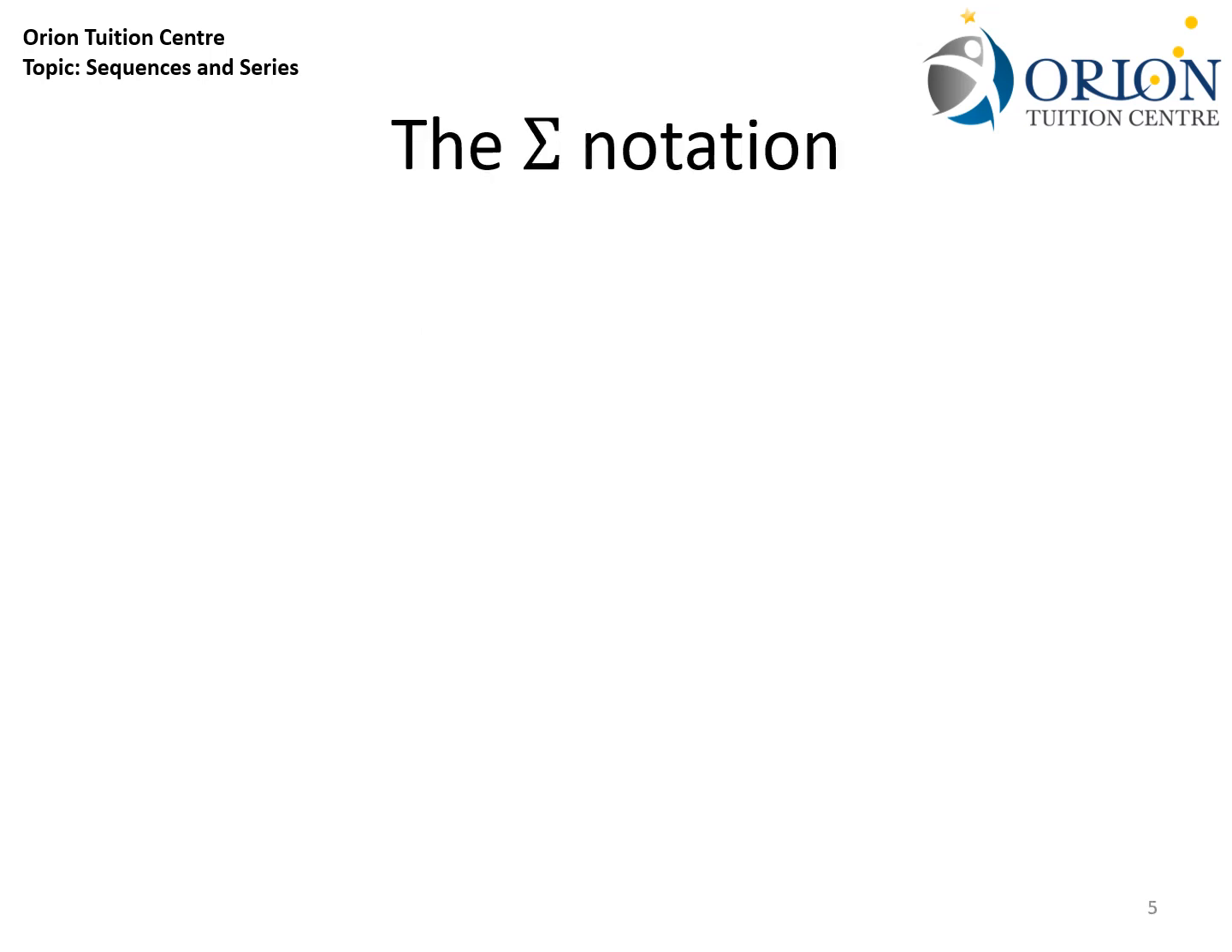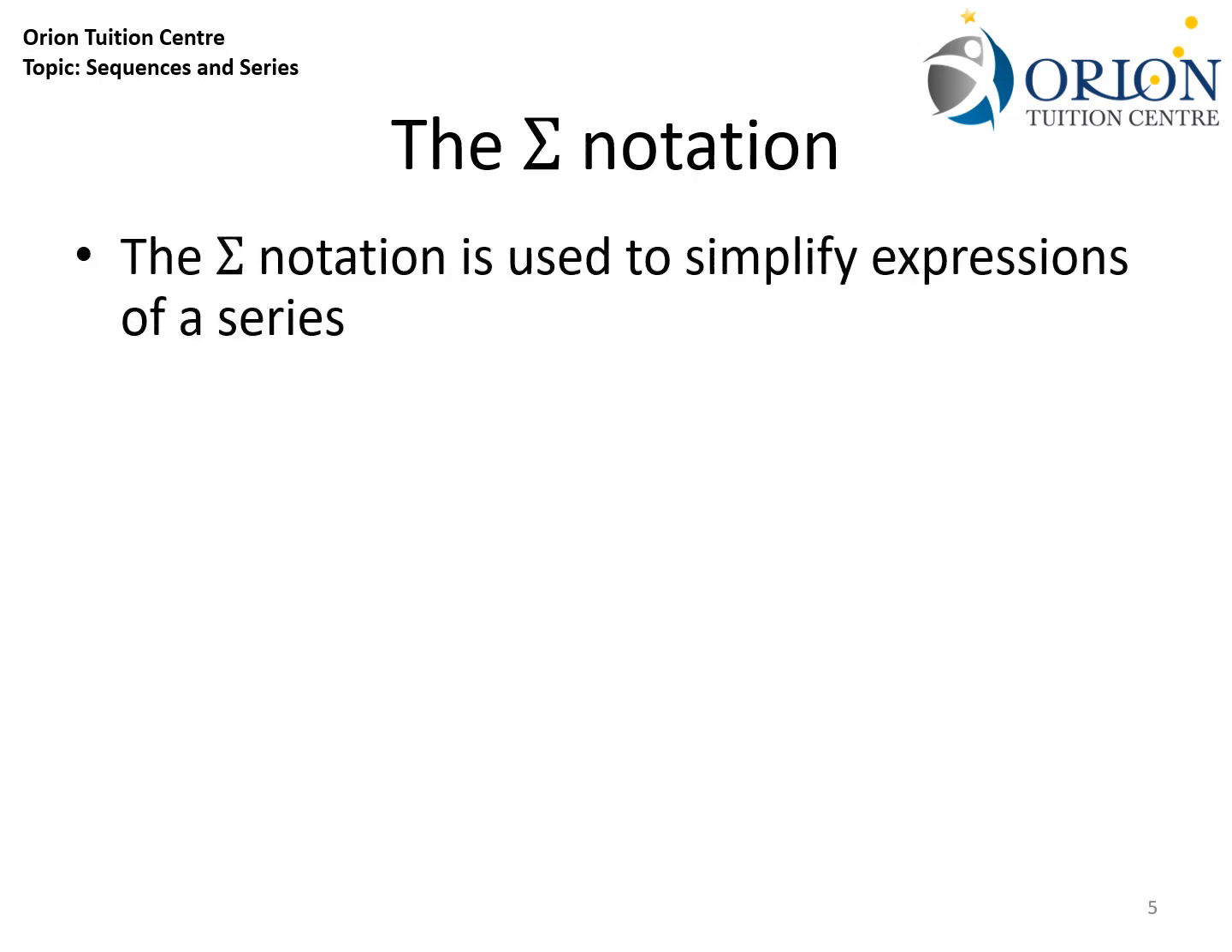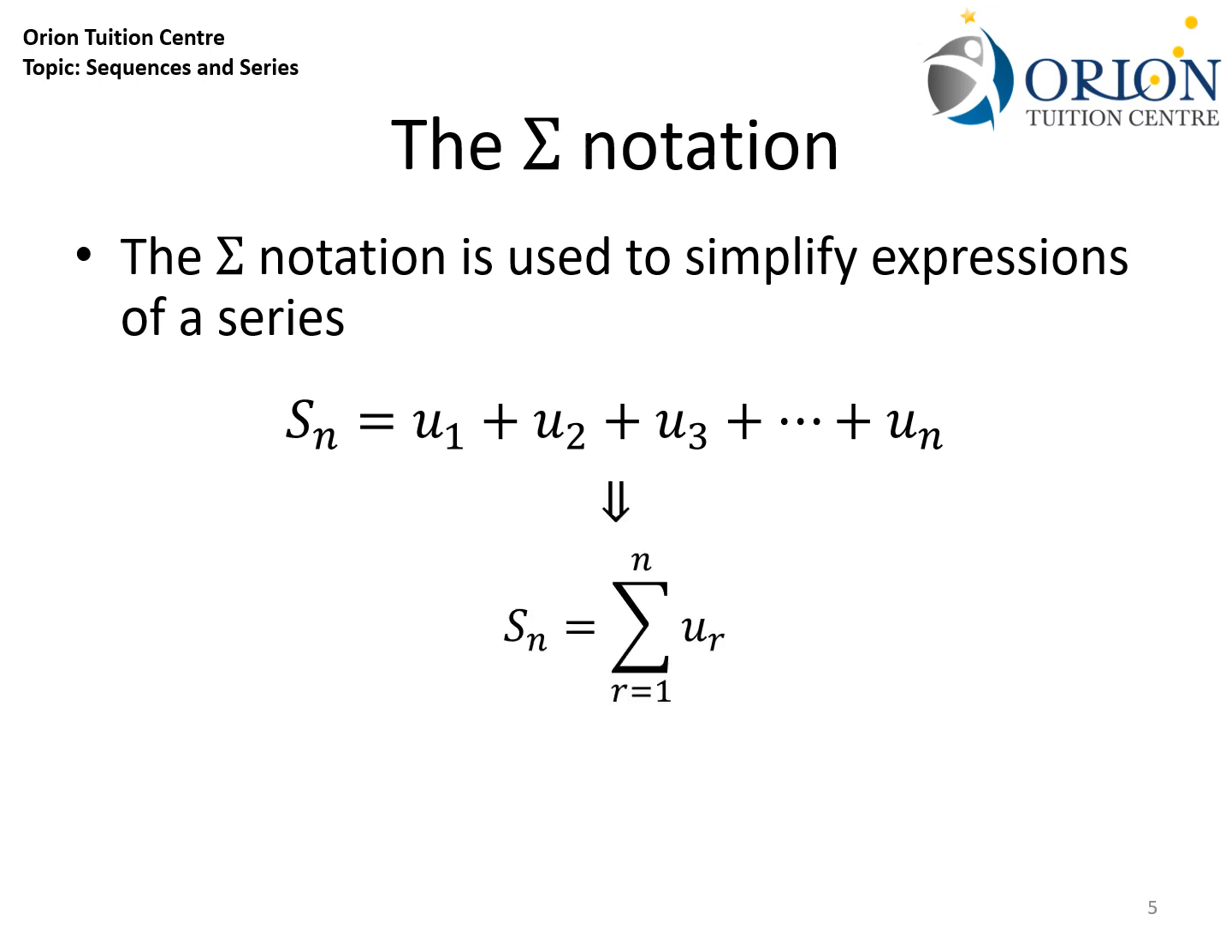Instead of writing out the entire string of terms to be added in a series, the sigma notation can be used to simplify expressions of a series and thus used to represent the sum of a series. So for a series with sum of U1 all the way to Un, we can replace it with a sigma notation like this. How we interpret this is sigma represents the summation of the term Ur, where r can be changed.